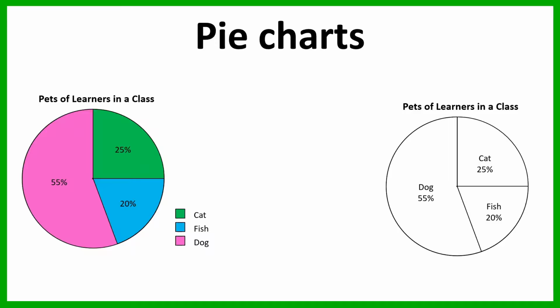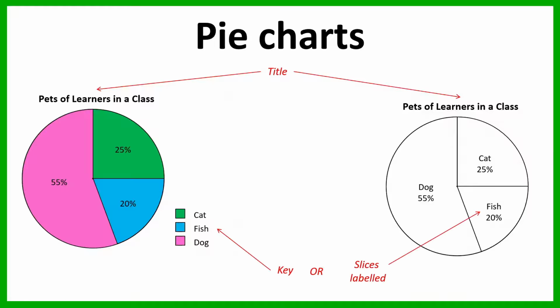Okay, first you need to make sure that your pie chart is labeled. There must be a title. Okay, then you need to make sure that the slices are labeled. Now this can be done in the form of a key like this. If you're using colors, it's easier to do a key like this. Or if you are drawing it in black and white, then you can label the slices themselves.